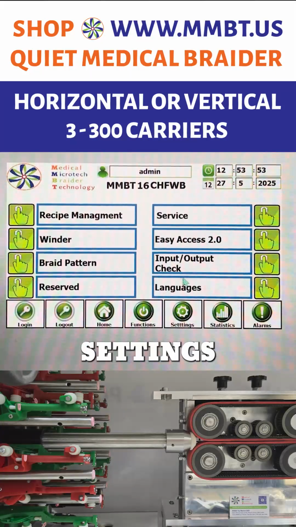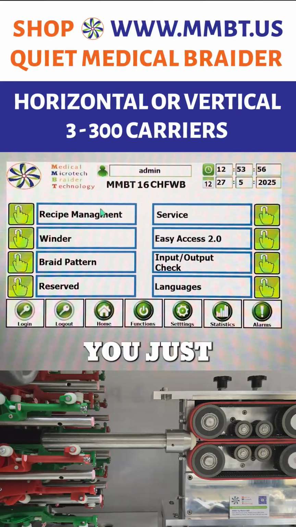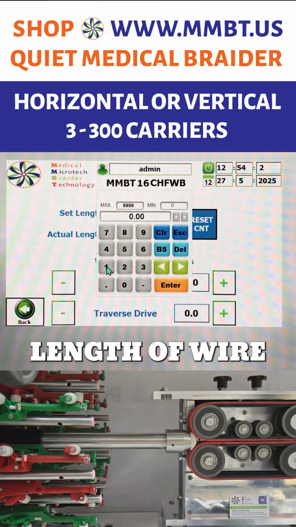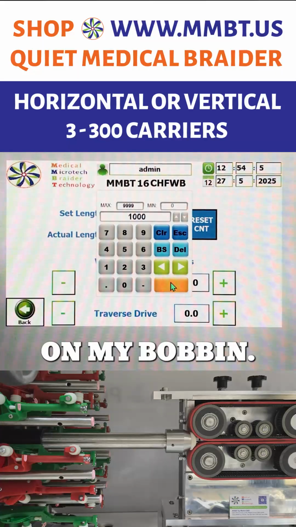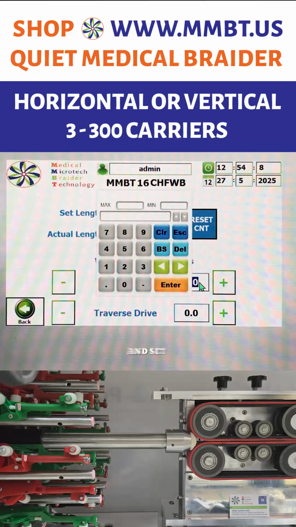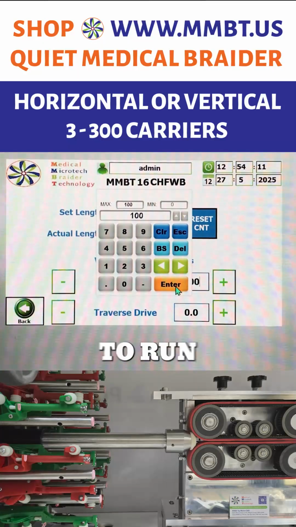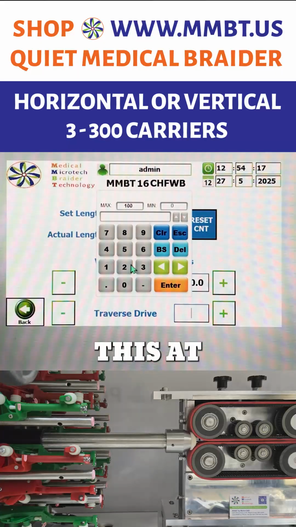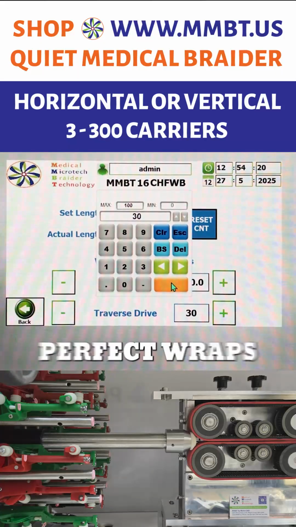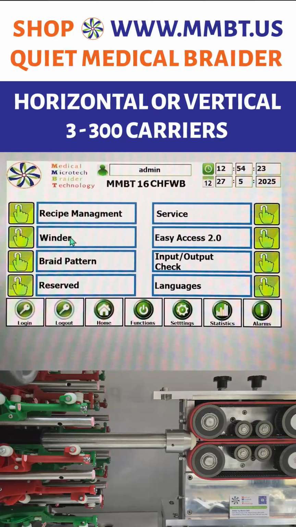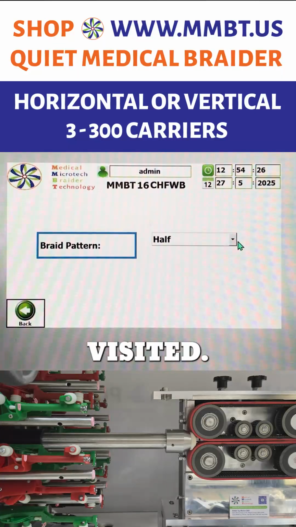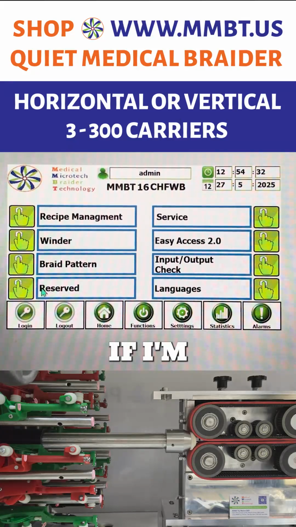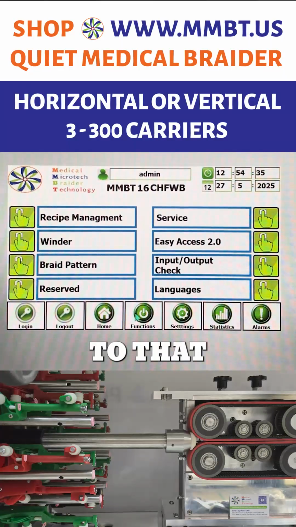The next settings menu has the recipe management that we just stepped through. My bobbin winder, I can set the length of wire I want to put on my bobbin. I can set the speed I want the winder itself to run and a traversing arm. I typically set this in about 30 to get perfect wraps on my bobbins. Braid pattern, we already visited. Reserved, this will change if I'm running the segmented recipe. We'll come back to that.